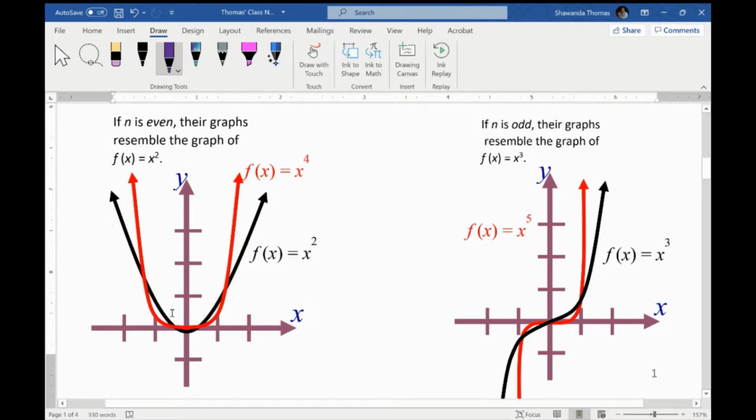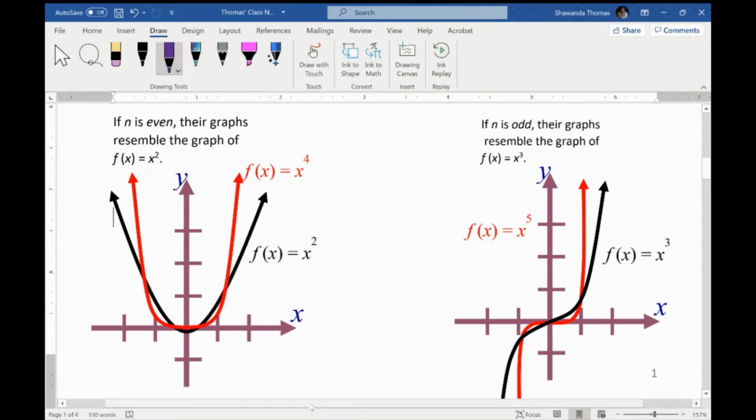Now, they're very similar, as you can see. The only thing that you probably notice that is a little different is the middle. You see the x to the fourth is a little flatter in the center or in the middle, right? That's the only really major difference between the two.